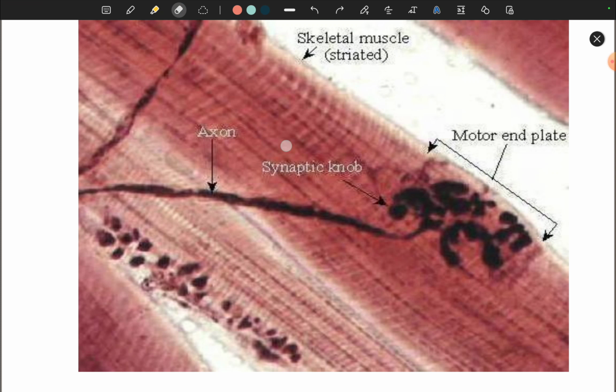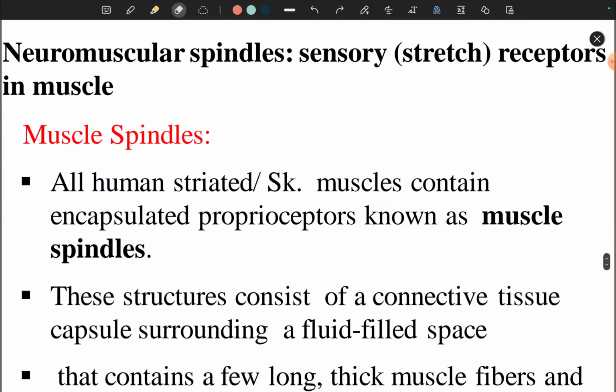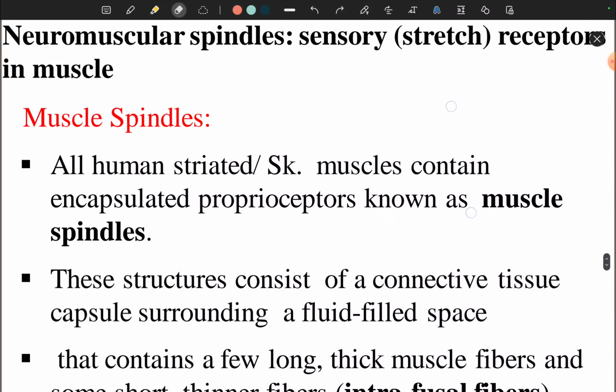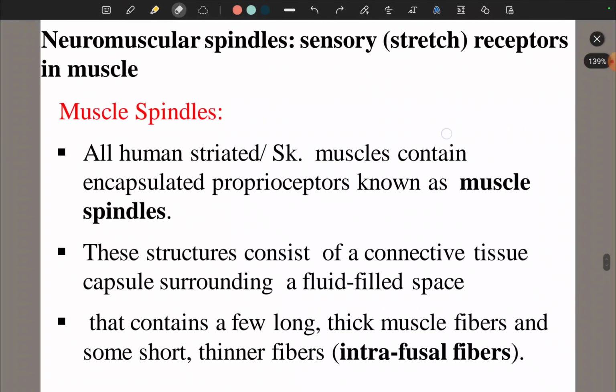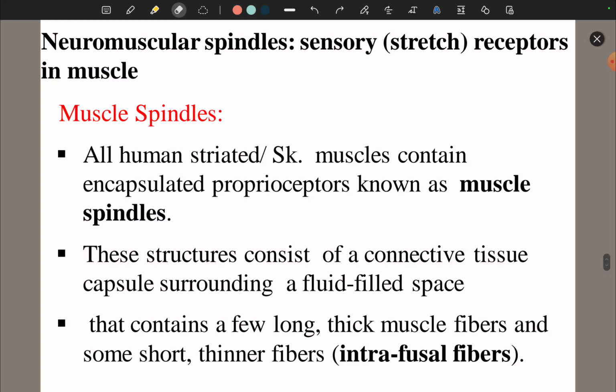What is the neuromuscular spindle? Spindle means stretch or circle. How does the muscle stretch? Through the stimulus which is carried and acts on the neuromuscular spindle. Also, we can call it the muscle spindle.